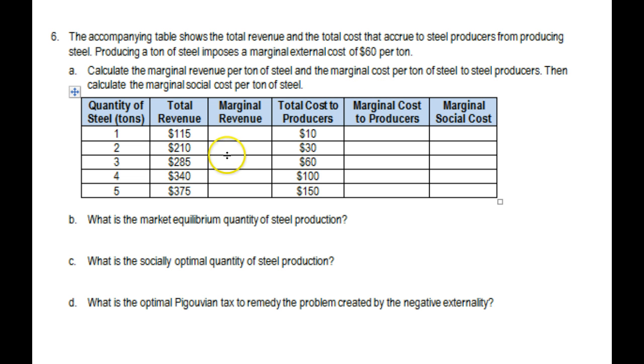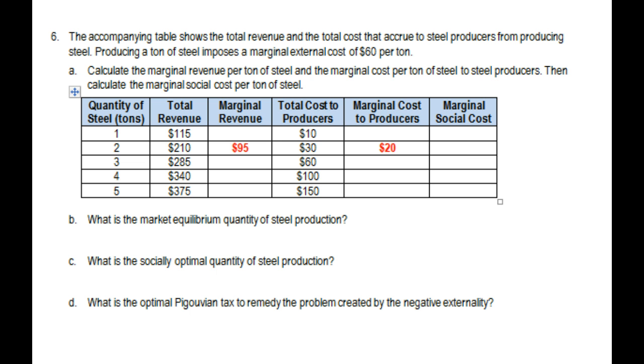Alright, so for the marginal revenue, obviously we don't do anything with the first row. But for the second row, the marginal revenue is $115 to $210, so you subtract and you end up with $95. The marginal cost to producers, going from $10 to $30, is an additional $20.